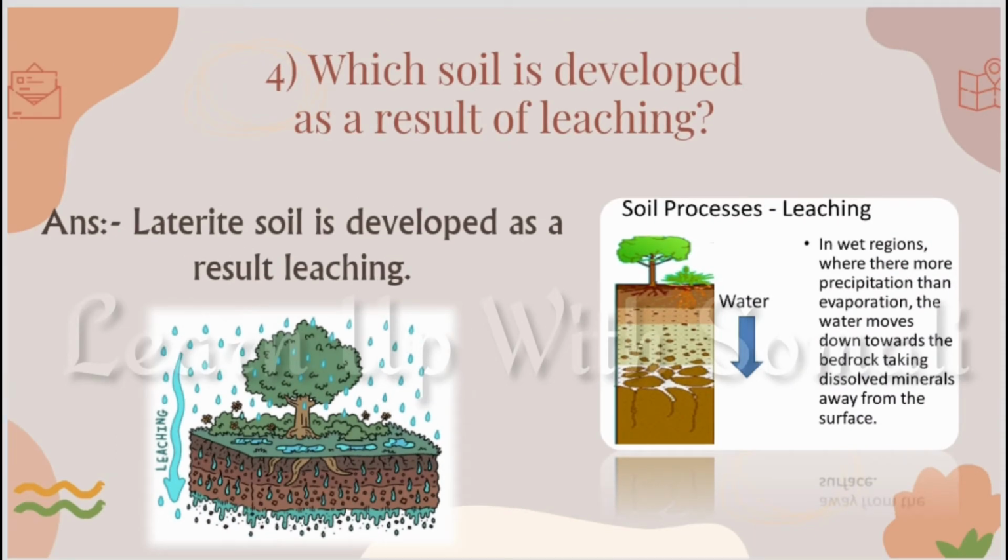Now moving on to question number 4. Which soil is developed as a result of leaching? The answer is laterite soil is formed or developed as a result of leaching. Laterite soil is formed, children, due to intense leaching of soil due to heavy rains.